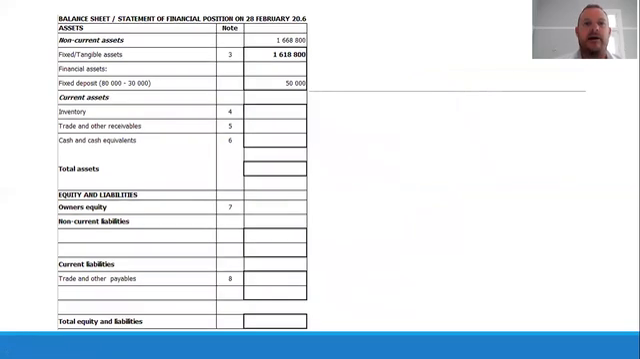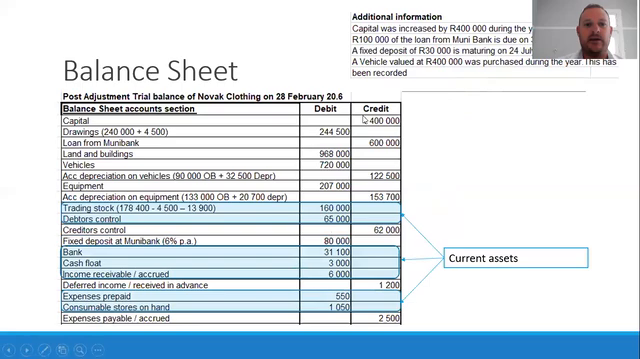Same thing, we add those two figures up because they're in a block. We end up with the final amount of non-current assets. And then you'll see we can move on now to the actual current assets section. Those current assets are made up of trading stock, debtors control, bank, cash float, income receivable or accrued, expenses prepaid, and consumable stores on hand.